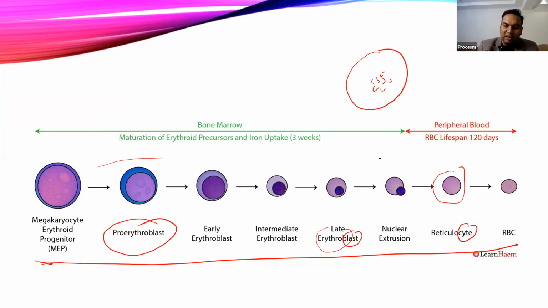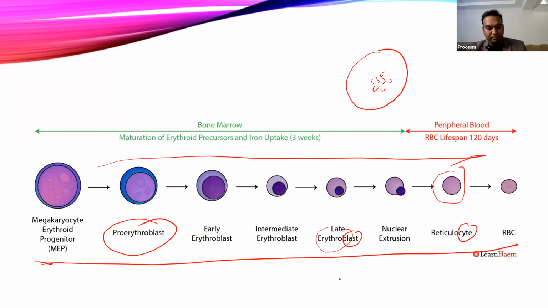Throughout this stage, erythropoietin catalyzes or increases the progress of the development. So what will happen? The size of the RBC will start decreasing, the size of the nucleus will start decreasing, and the amount of hemoglobin content in the RBC will start increasing.